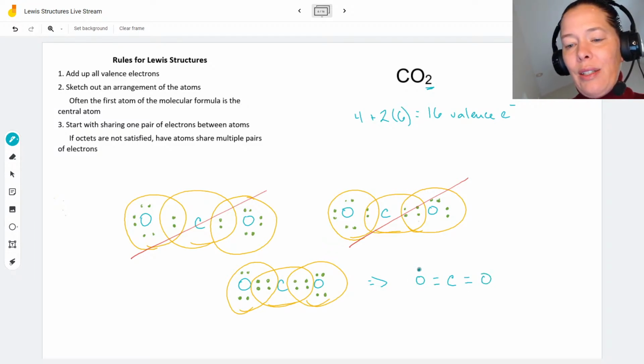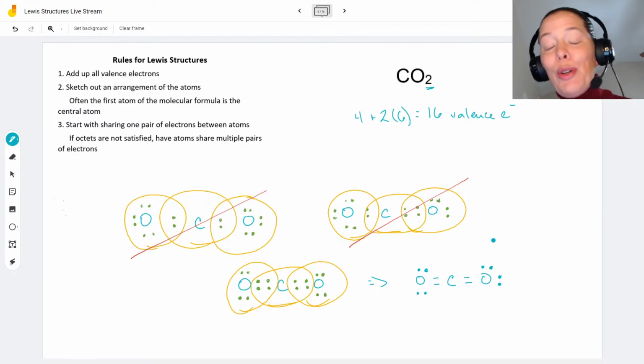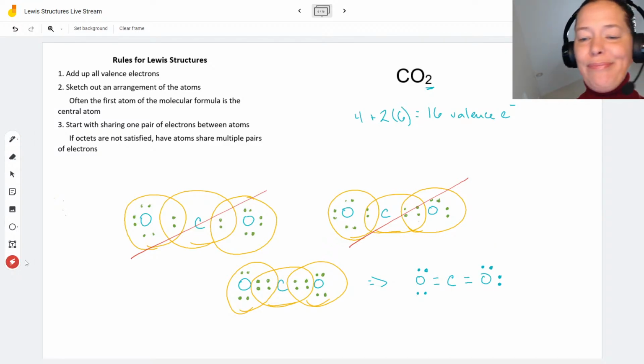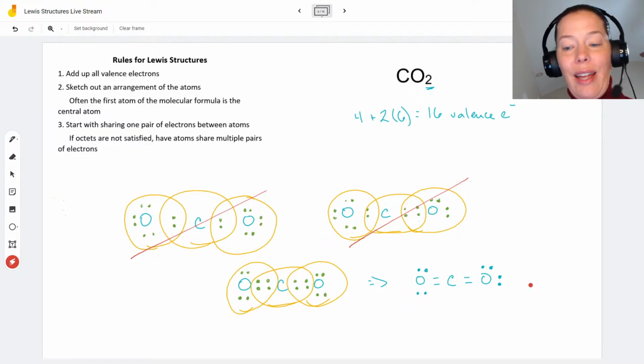And then let's put in our lone pairs. And we'll make this one different. Why not? Again, it doesn't matter. Lone pairs don't have to be symmetrical. I just always tend to go symmetrical, but you don't have to. That's perfectly fine. So here is my valid Lewis structure for carbon dioxide.